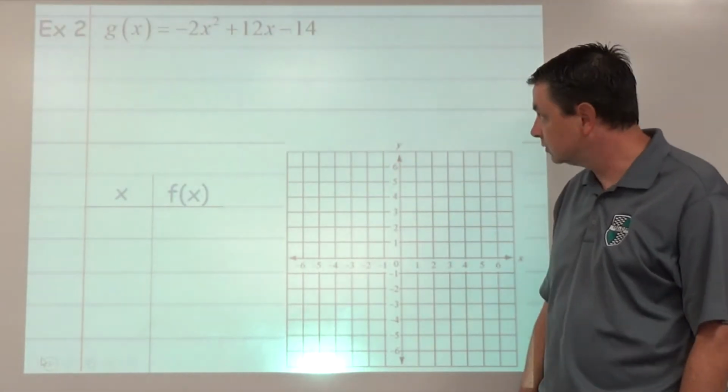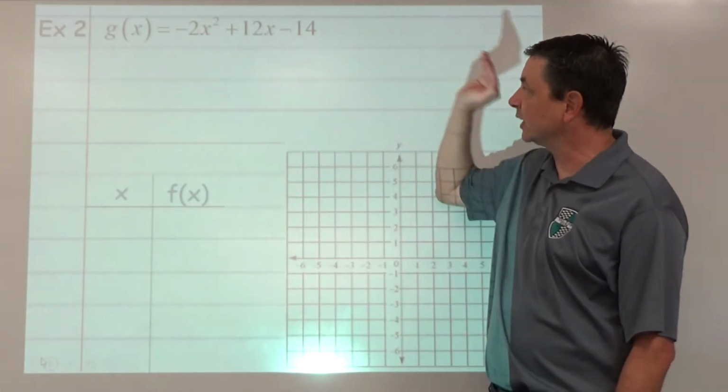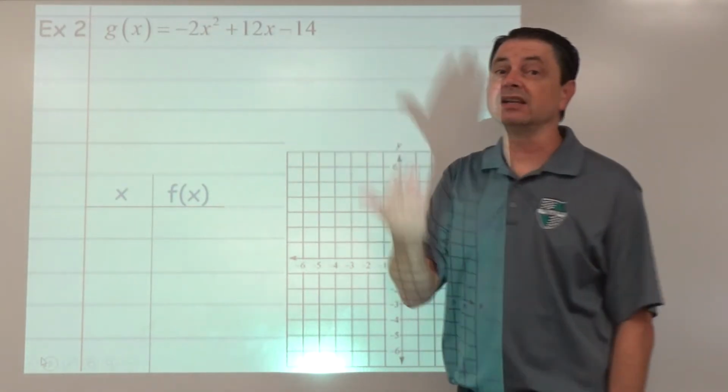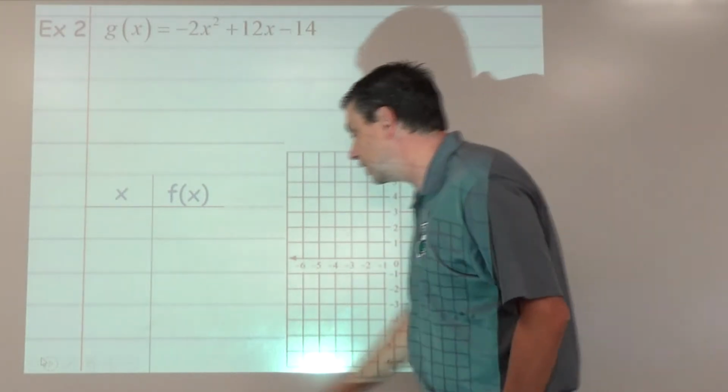Example number 2, let's just continue to practice with this. Again, we could try to factor. It does have a GCF. That may not necessarily help us with the intercepts. We can go ahead and try that.